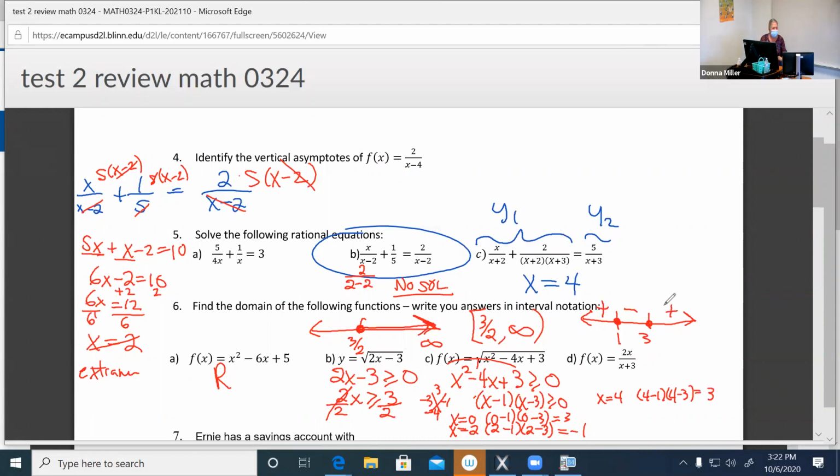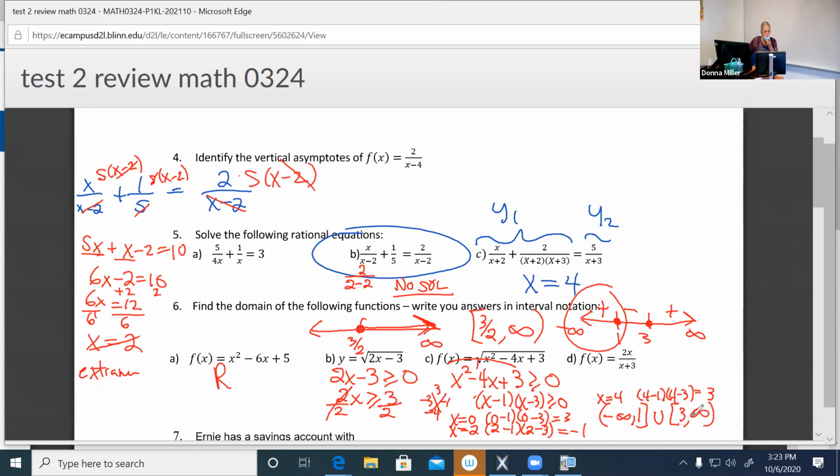Looking at your number line, I want to pick where it's positive, not where it's negative. So I'm going to have 2 intervals where it's positive: one from negative infinity to 1, and another from 3 to infinity. Now, I did the algebra, but don't be afraid to use the calculator.